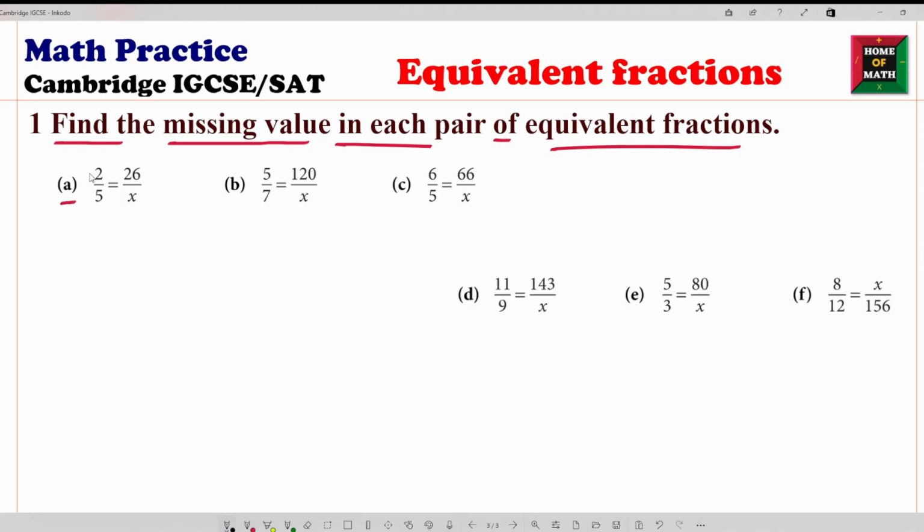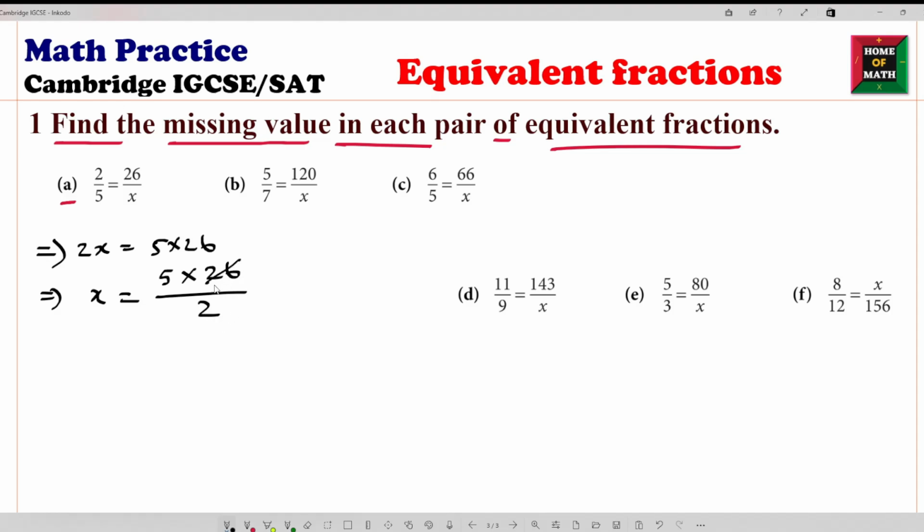Number A. Here is 2/5 equals 26/x. In this kind of math, first we have to do cross multiplication. So 2 times x equals 5 times 26. So we can divide both sides by 2. So x equals 5 times 26 divided by 2.